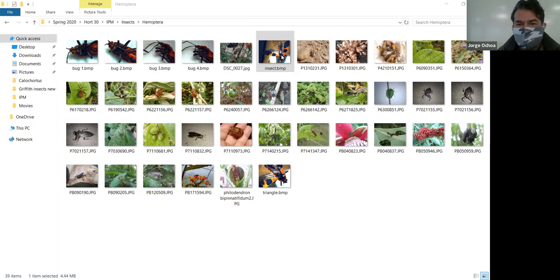Here's a shield bug, but once again, it has mites. So it has two mites that are feeding on it. Shield bug.